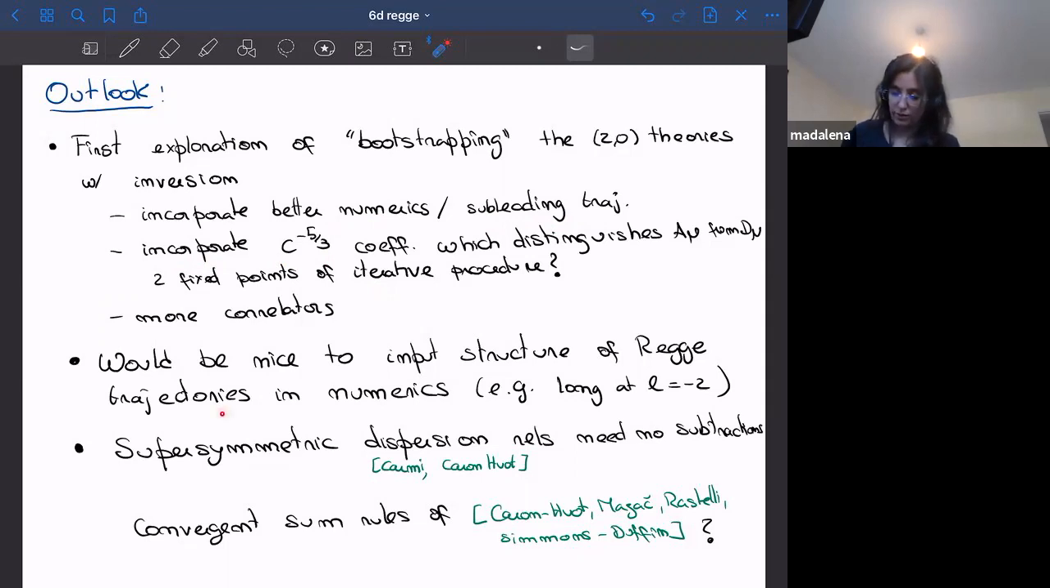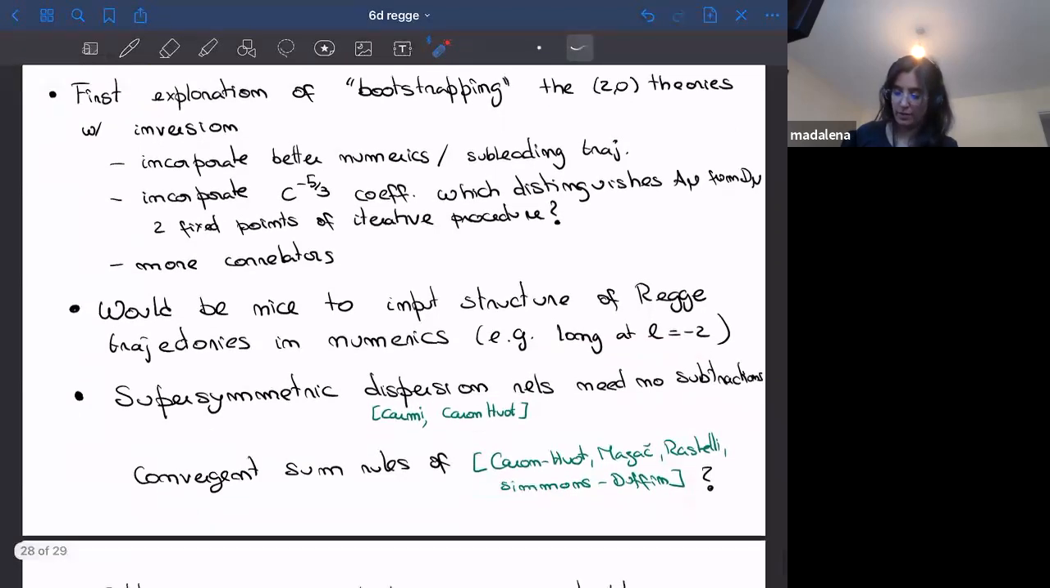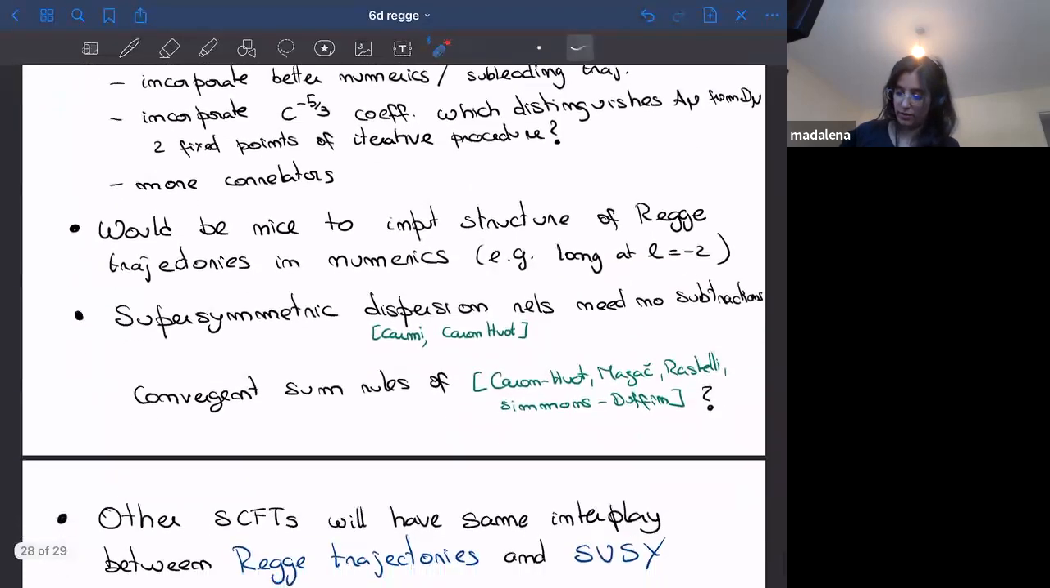On more general terms, it would also be nice to try to use the structure of the Regge trajectories, like the long at spin -2, and input this into the numerics, because it's something we now know about the long trajectory at a negative spin. Also, the dispersion relations that exist should apply now without subtractions because of a softer behavior, and maybe the convergent sum rules that these people worked out would be interesting to look at for the 6D theory.